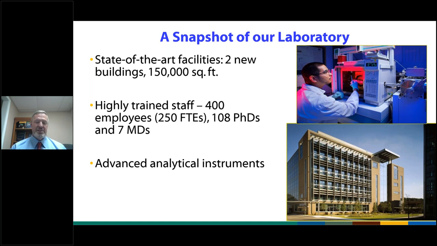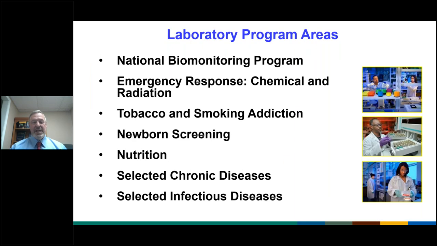We have quite a number of advanced state-of-the-art analytical instruments to do this work. Program areas include the National Biomonitoring Program, emergency response for chemical and radiation incidents. We have a lot of work on tobacco and smoking addiction, looking at tobacco products in people, and actually in tobacco products as well. Newborn screening, we don't do newborn screening. We develop the test and make sure that the papers used are appropriate. We do some nutrition analytes as well. And we have a little work on selected chronic diseases and selected infectious diseases.